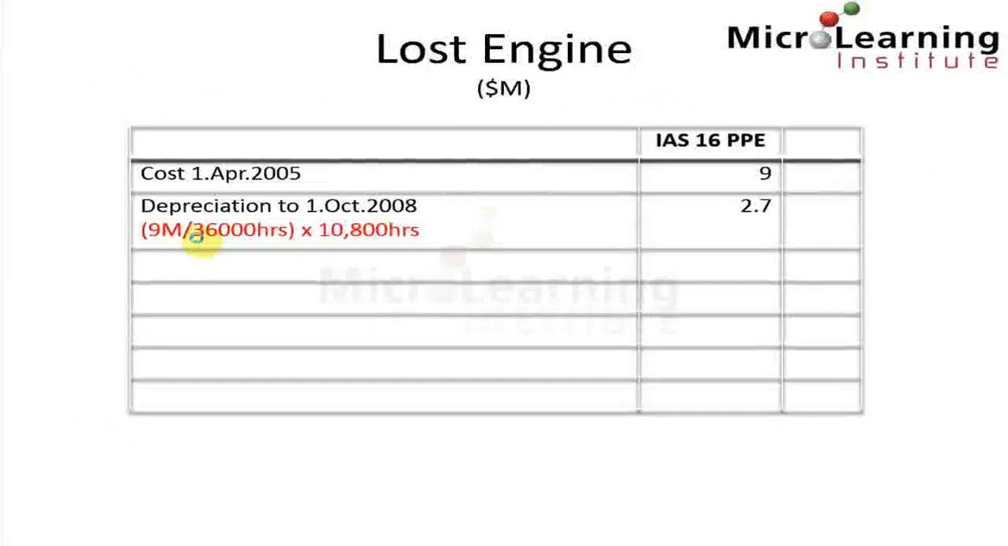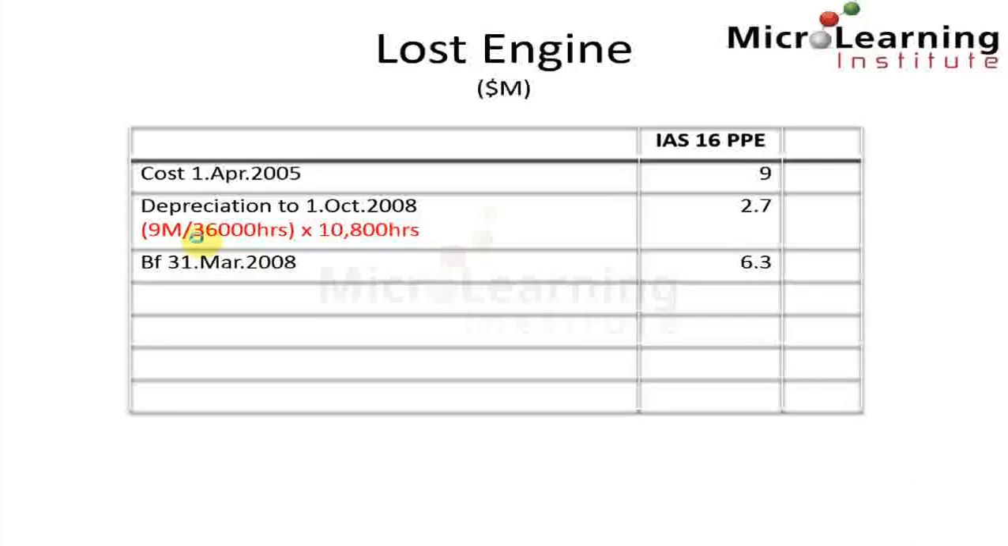The depreciation on this lost engine can be calculated based on the $9 million cost in relation to the 36,000 hours estimated as the useful flying time of the plane versus the 10,800 hours that had actually elapsed since the engine was purchased. Hence, the carrying amount brought forward on the 31st of March 2008 in relation to this engine was $6.3 million.